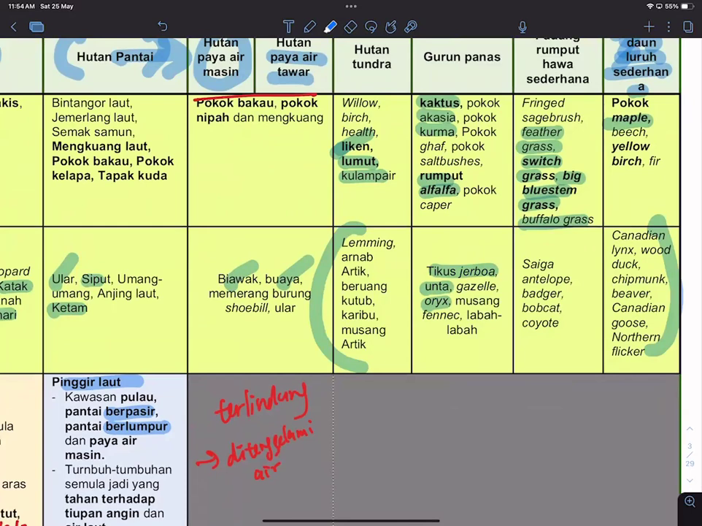Yeah, other than that, for the tundra, we just try to memorize the polar bear. Okay, polar bear for orang kutub, and then the lemming, the rodents trying to make their own tunnel beneath the tane permafrost. Remember, later we're going to cover the tane. Yeah. So other than that, we have the bobcat.